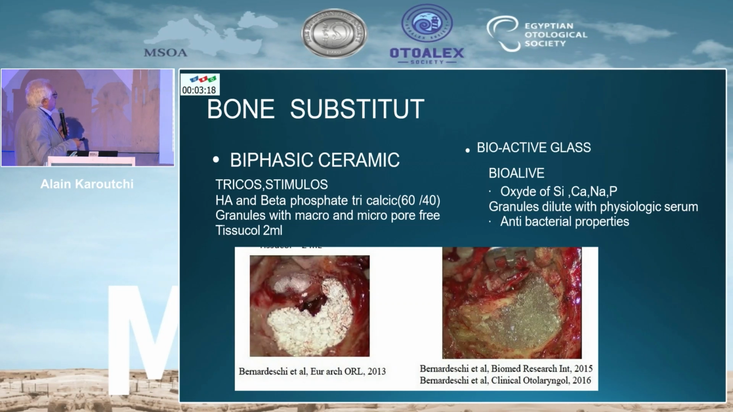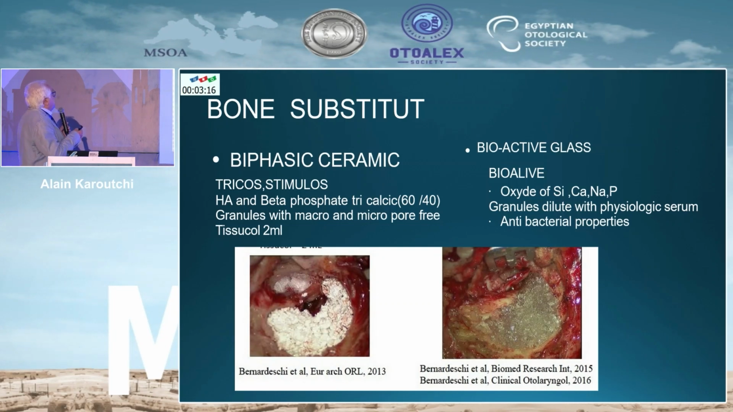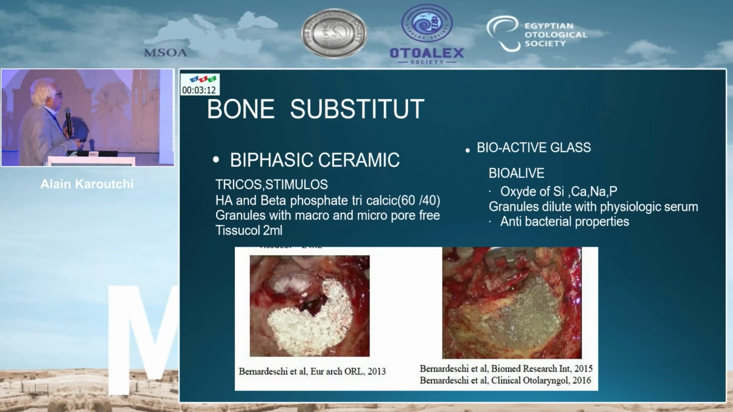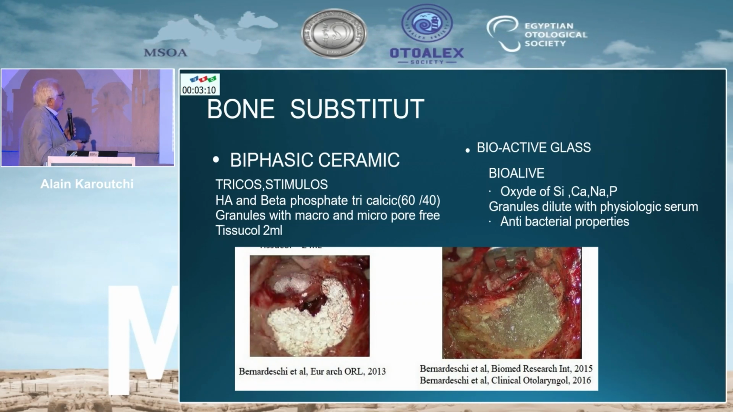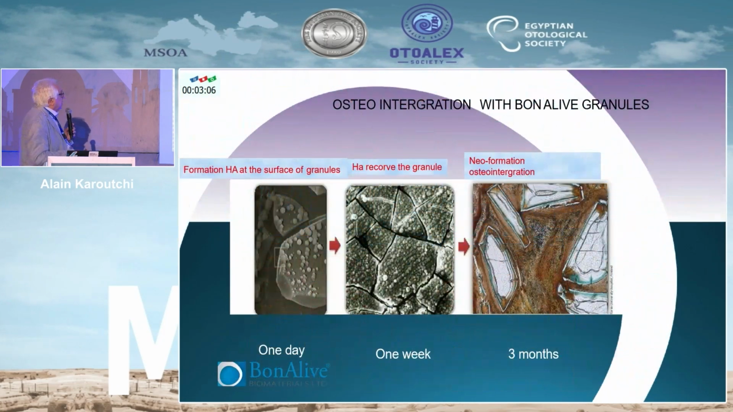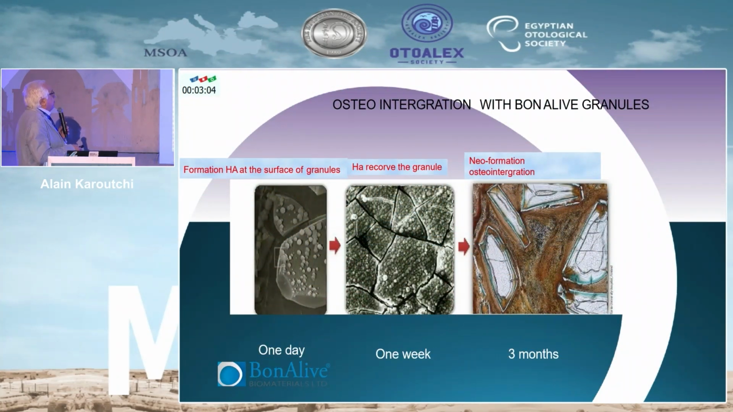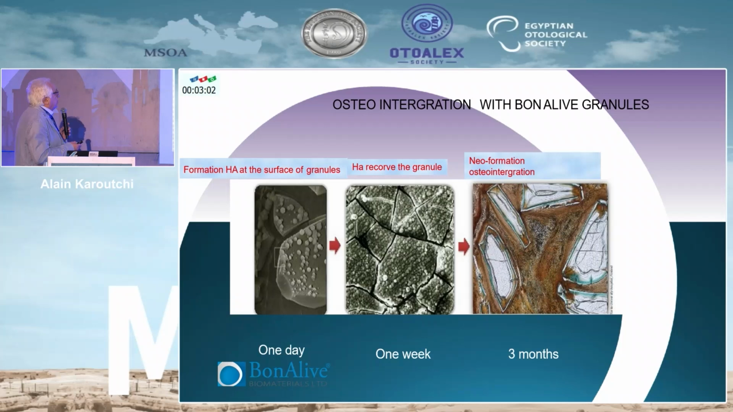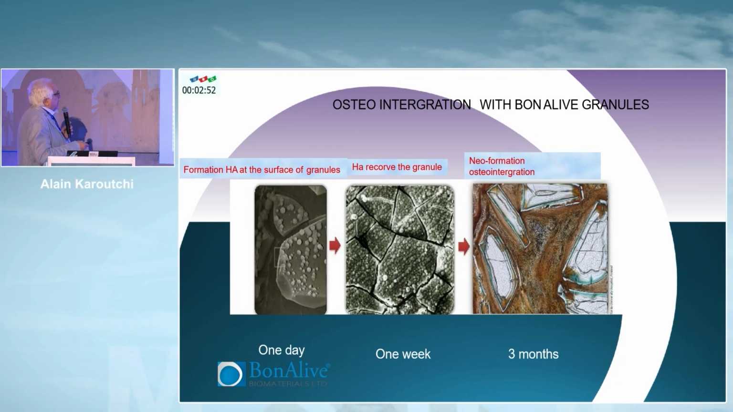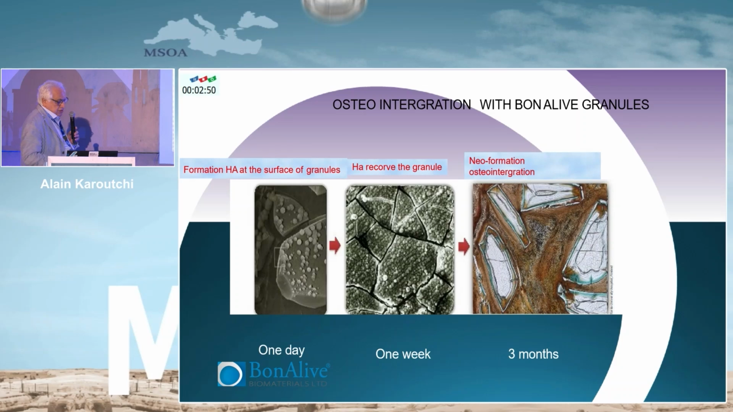The interest of bioactive glass is that, compared with the other materials, it is very easy to use and it has antibacterial properties. And you have a very good osteointegration with bioactive granules. In one day, you have only hydroxyapatite on the surface, and after, you have hydroxyapatite, we remove all the granules, and you have osteointegration in 3 months.